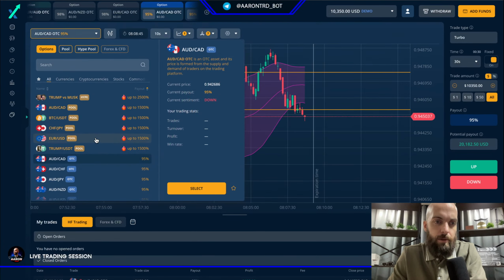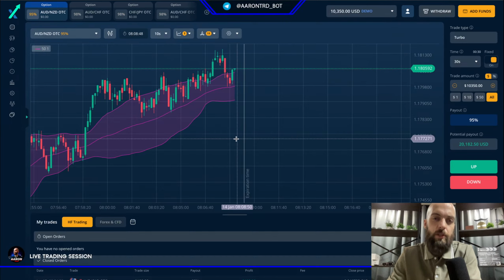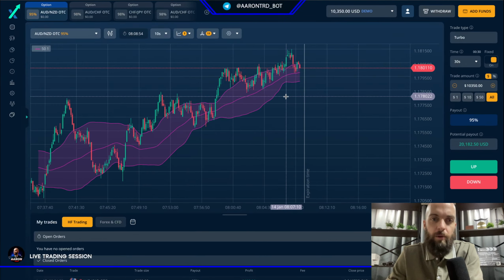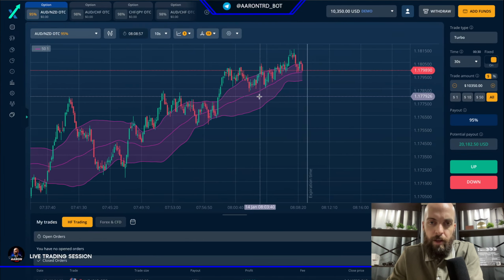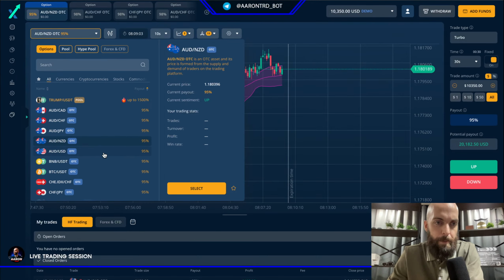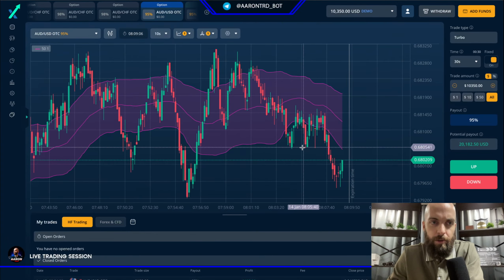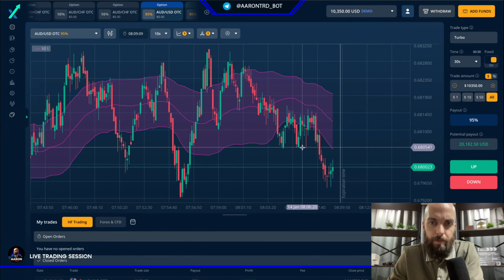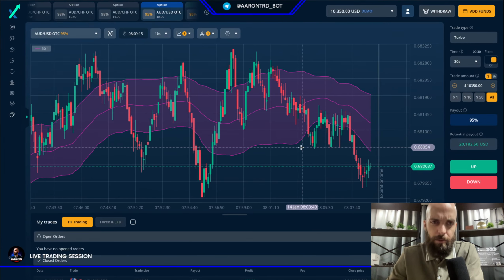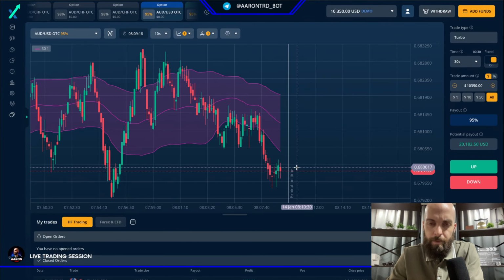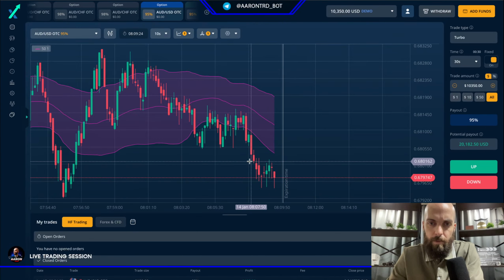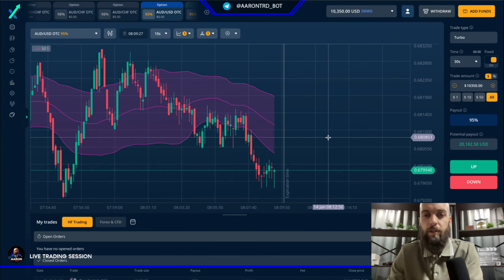No, let's find something else. Let's go with Australia, New Zealand. Okay, it's kind of getting squeezed right here. You probably don't want to trade the squeeze. Those are more risky. And it can go either way. It's really hard to tell which way. Okay, then here's Australian USD. This one's giving us some good bouncing around. It wanted to squeeze here, but then it broke down. So let's kind of see what we got here.